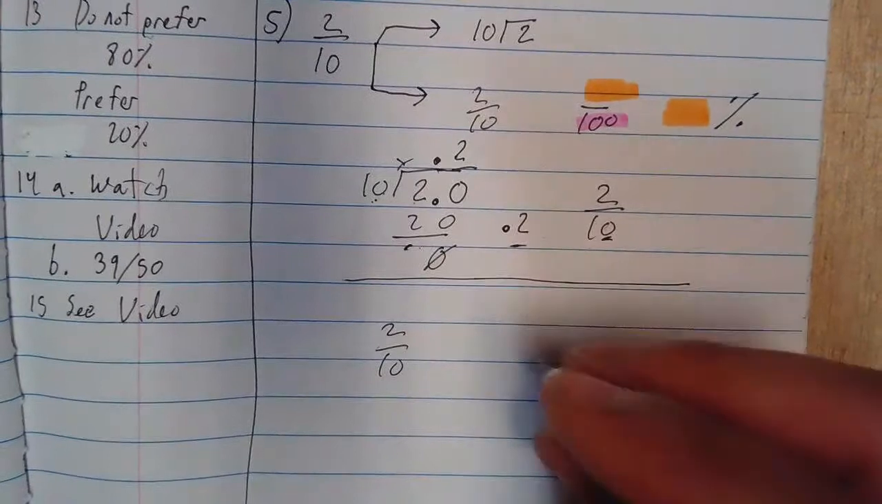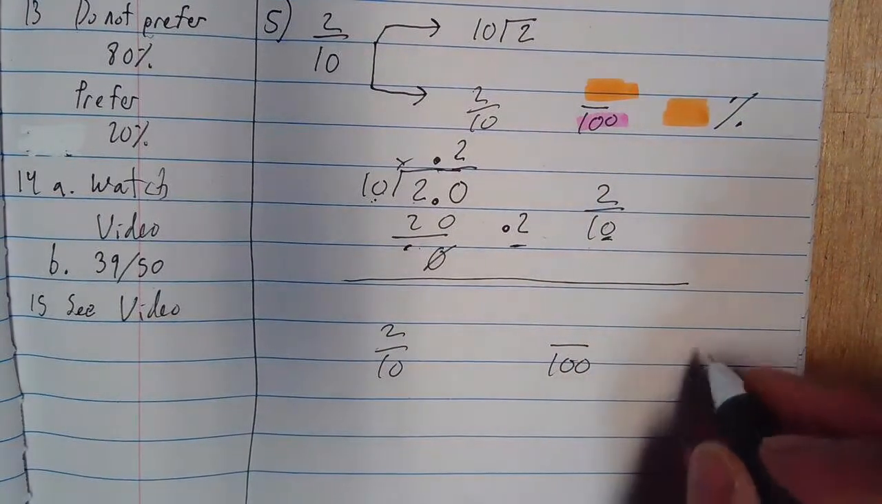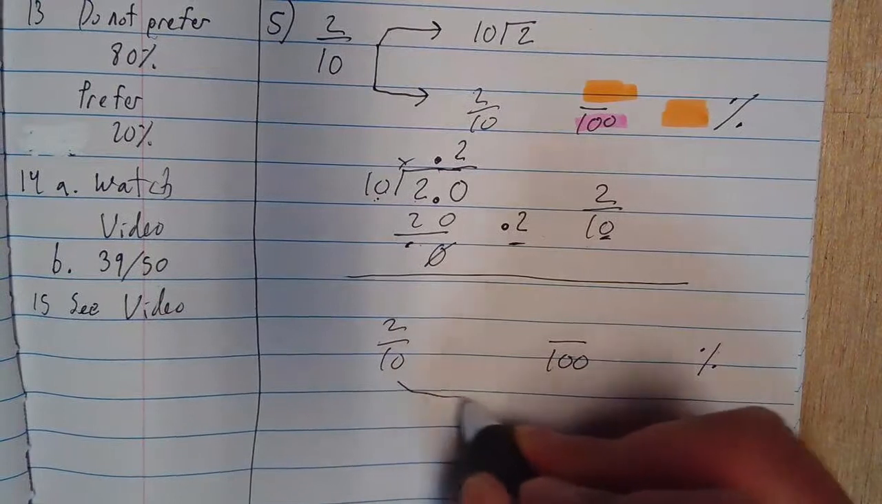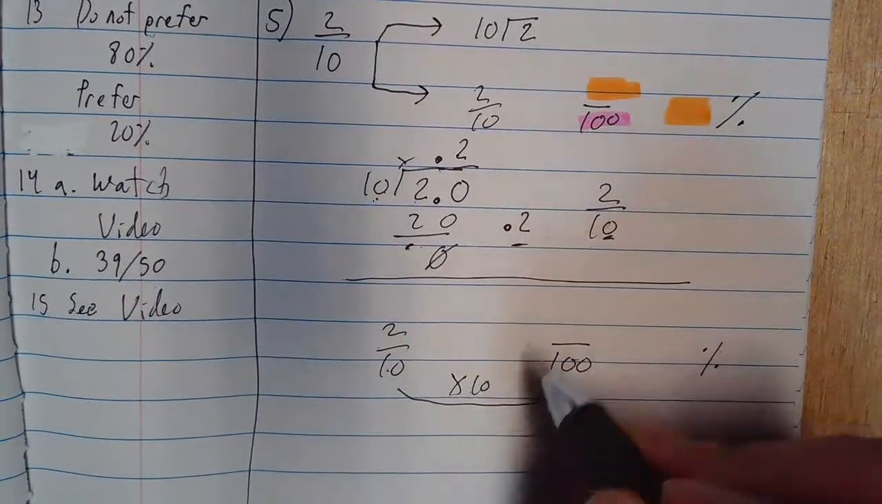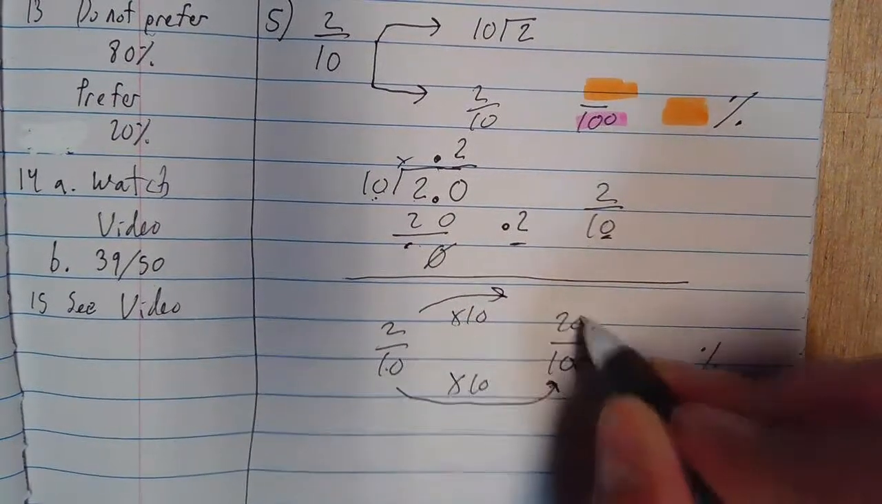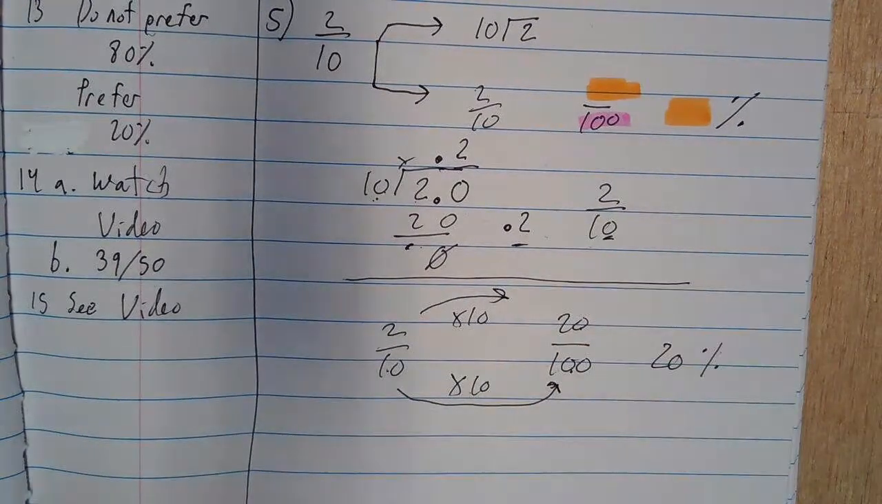I'm trying to look for an equivalent fraction that'll give me a denominator of 100. Because denominator of 100 gives me a percent, right? So from 10 to 100, I'm scaling up by a factor of 10, because 10 times 10 gives me 100. That's how I know. 2 times 10 is 20. 20 per 100, 20%. Both ways work. You decide.